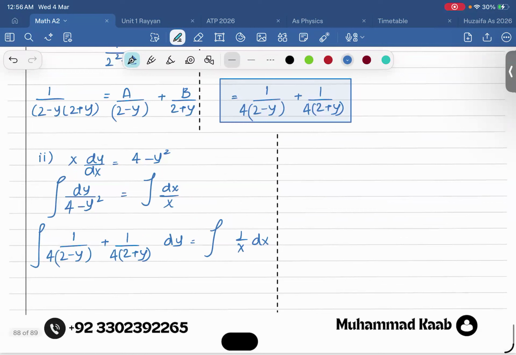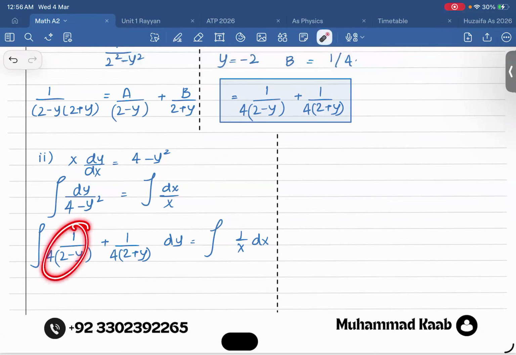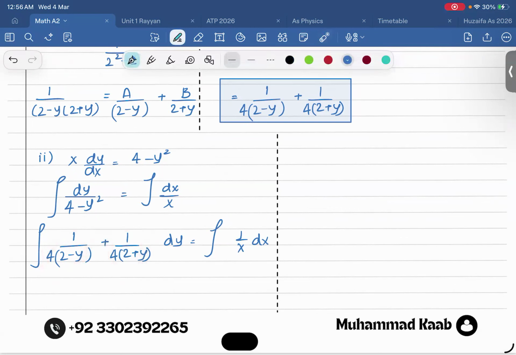So can you guys tell me the integration for this one and that one? Yes, what would it be? Yes, anybody?